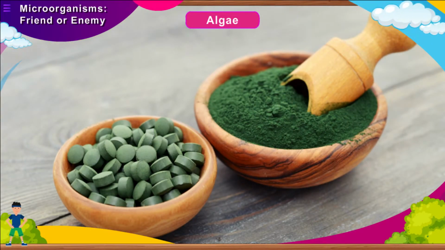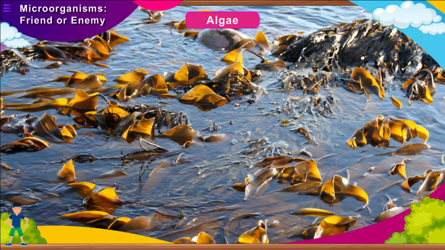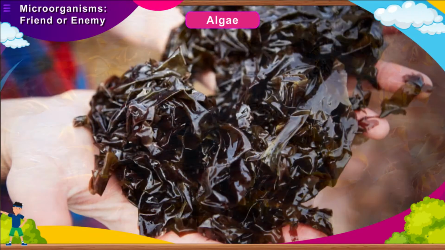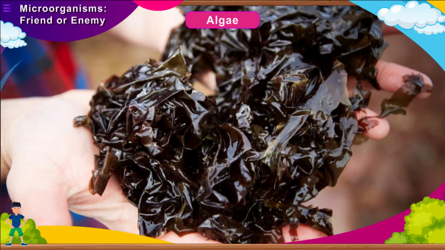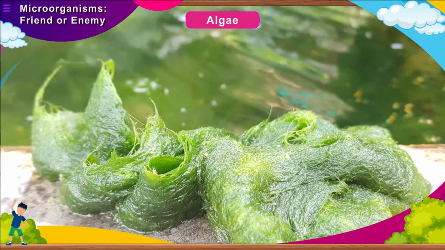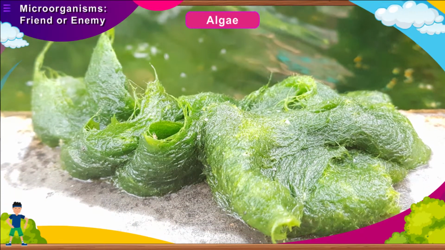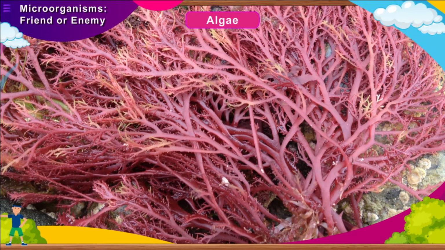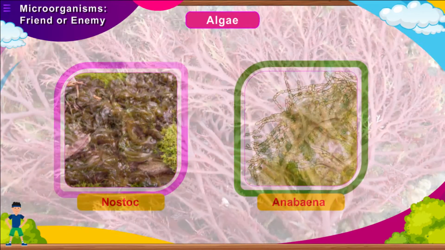Algae. Algae like chlorella are used in preparing antibiotics and various types of medicines. Laminaria, a multicellular alga, is used as cattle food. Seaweeds like porphyra, a multicellular alga, are used as a food item in countries like Japan. Fish feed on freshwater algae and marine algae. Agar, used in ice cream and jellies, is obtained from seaweeds.